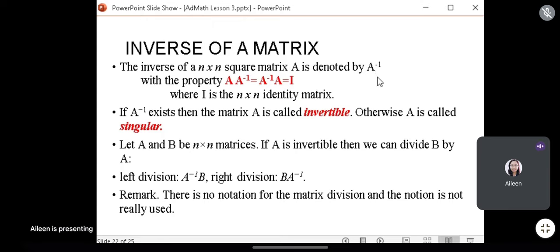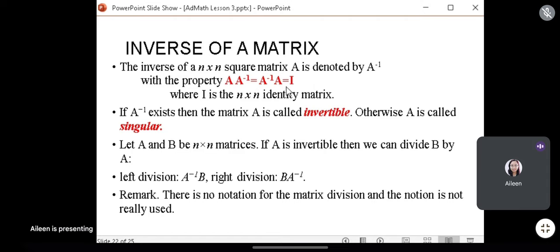Next, our inverse is denoted by A to the negative 1. Kasi nga, sabi ko sa inyo, this is the notation for the division of matrices. Pero actually, in operations, wala tayong division ng matrix, so ang ginagamit natin diyan is the inverse. Wherein, if you multiply the matrix by its inverse, it is equal to an identity matrix. Tandaan natin, when you multiply a matrix by its inverse, the answer is the identity matrix.